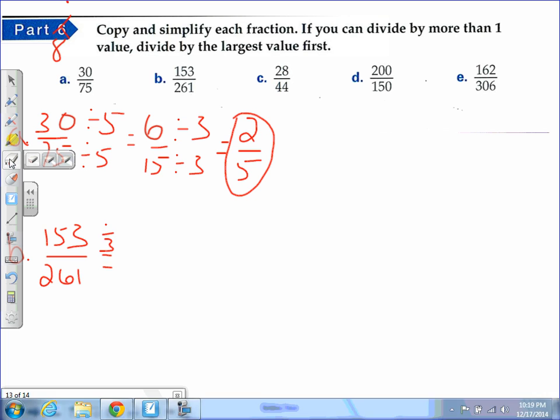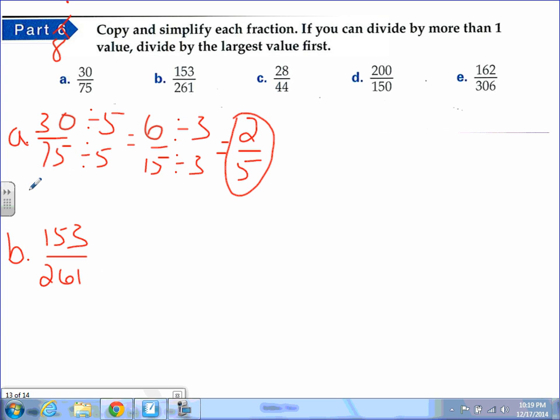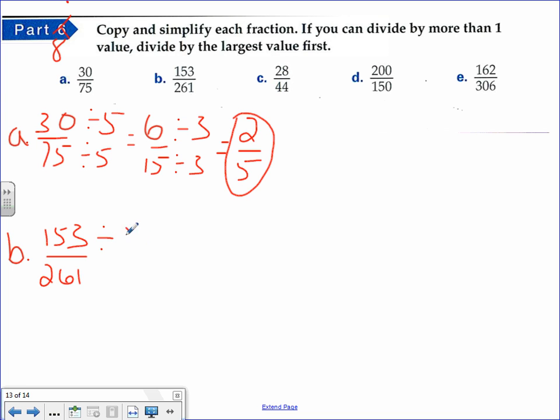A mistake there, we'll go back and fix it. Okay, so I need to divide by 3 and divide by 3. If I take 153 divided by 3, I get 51. And if I take 261 divided by 3, I get 87.